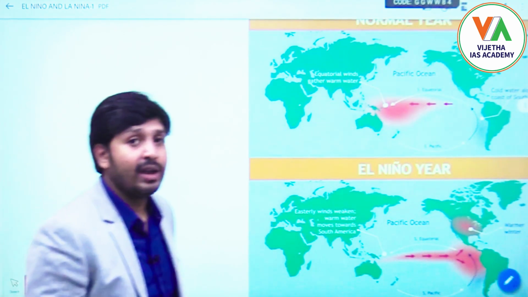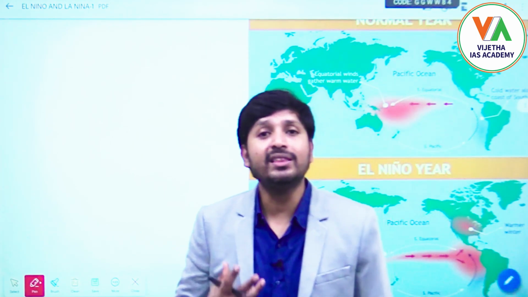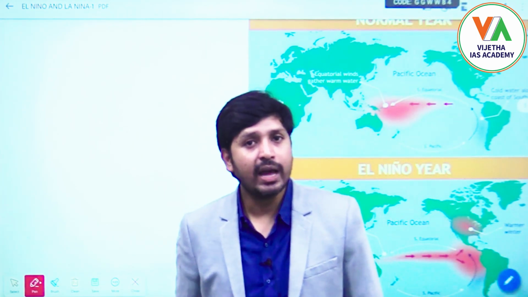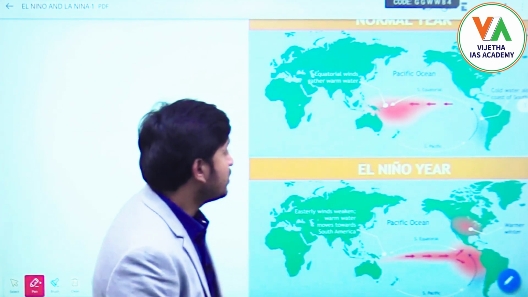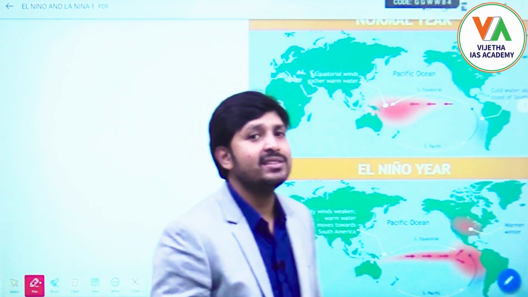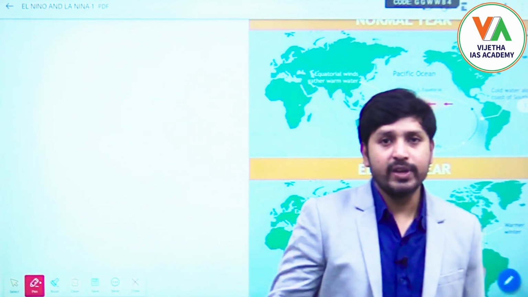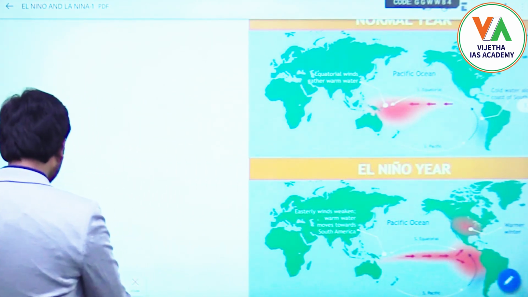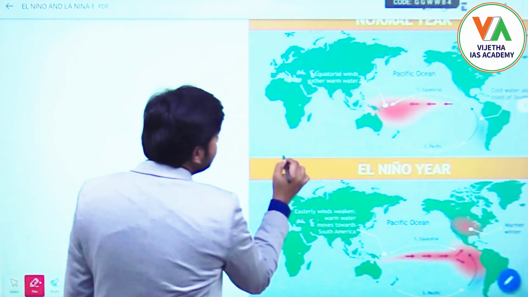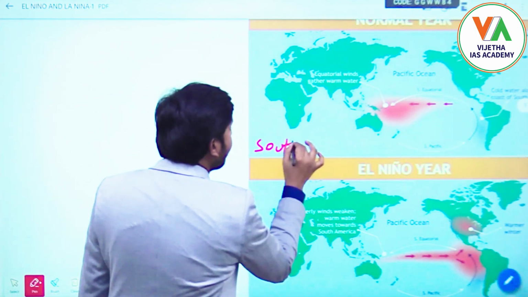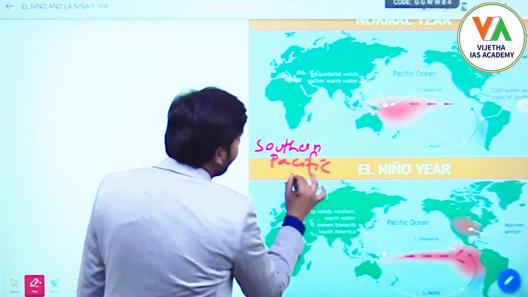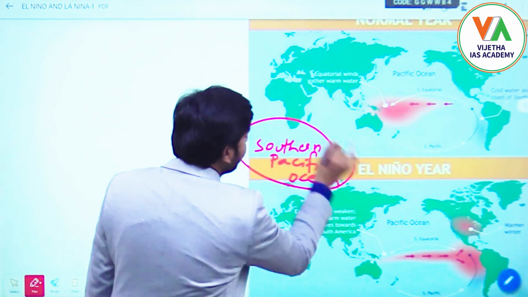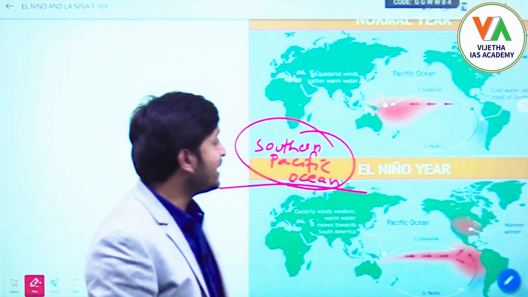Before knowing about El Nino and La Nina, we will see what is generally occurring in the ocean and surface atmosphere near the Pacific Ocean. This El Nino and La Nina phenomenon is generally seen in the Southern Pacific Ocean. Remember, this phenomenon is generally associated with the Southern Pacific Ocean.